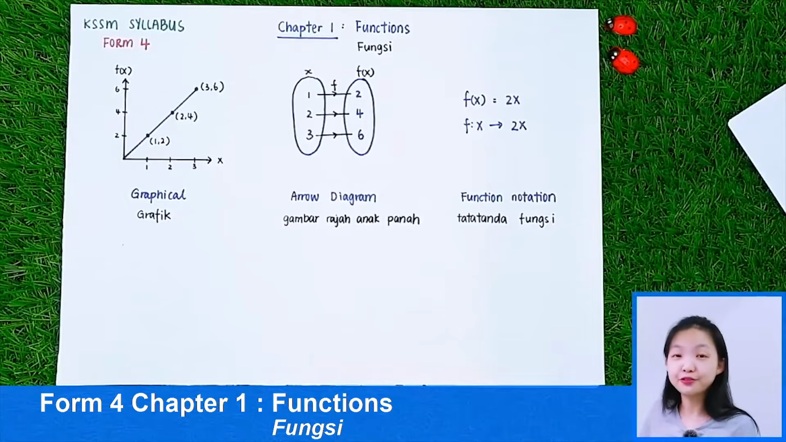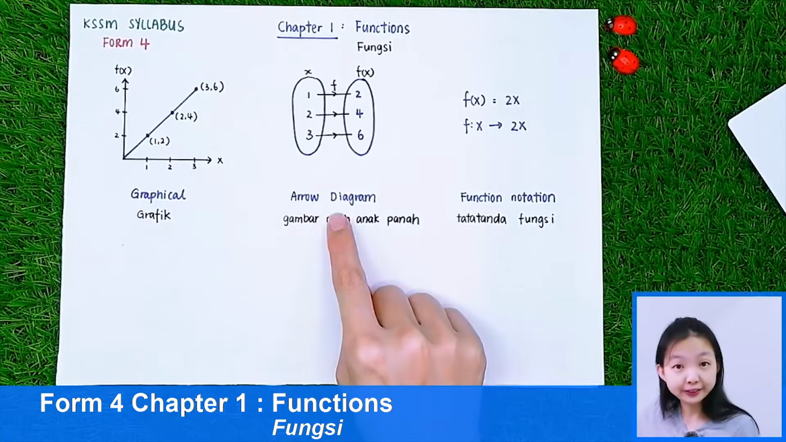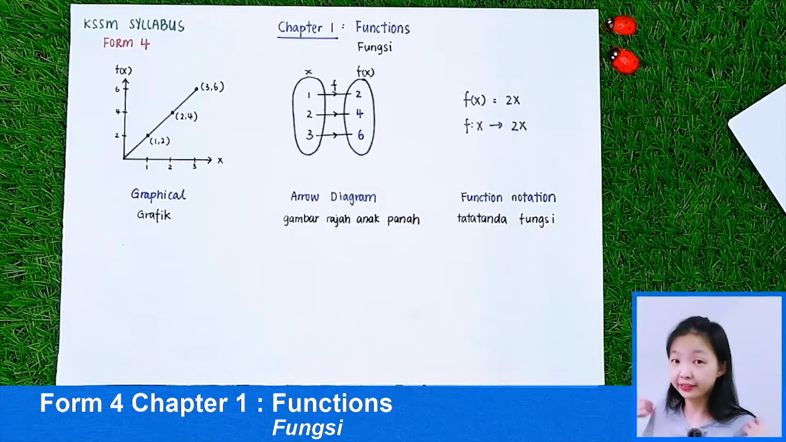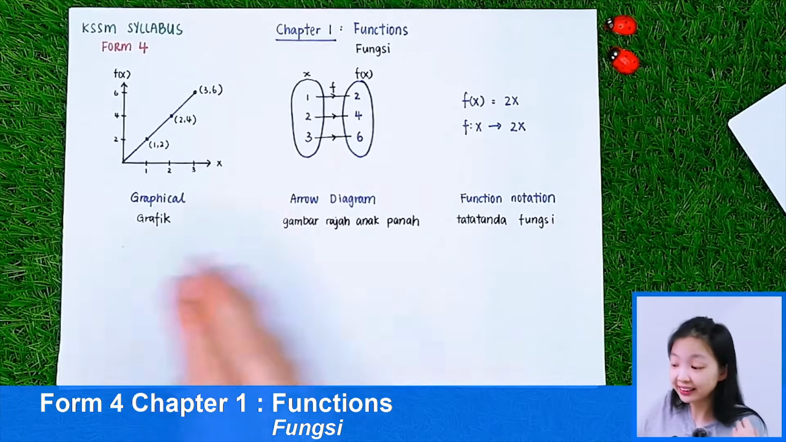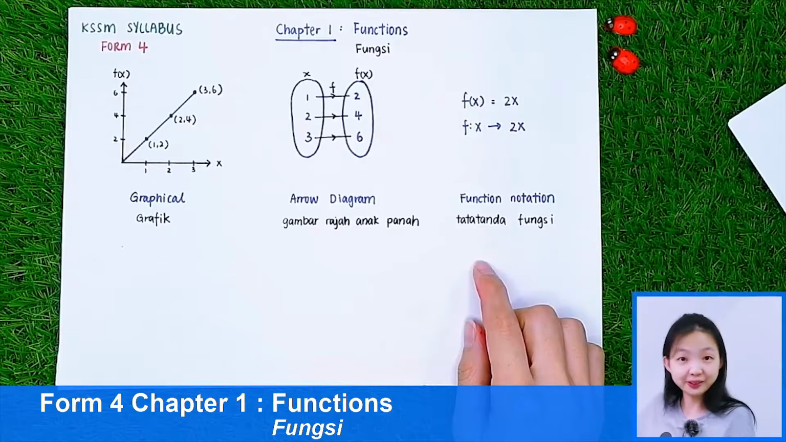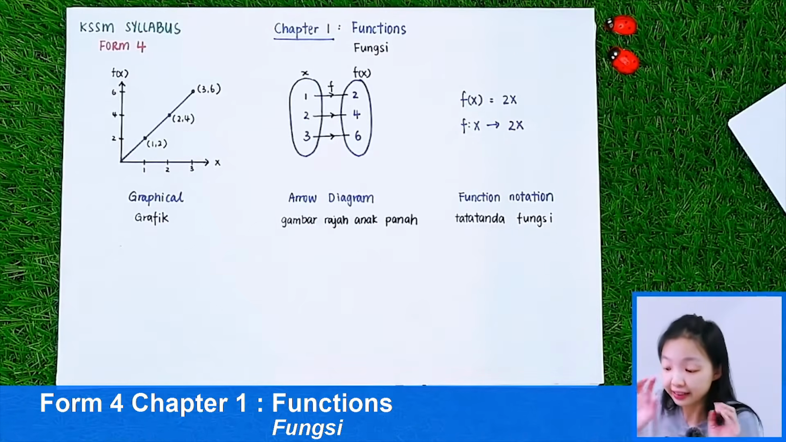KSSM Syllabus Form 4 Chapter 1 Function. A function can be presented in three different ways, such as graphical, arrow diagram, and function notation. It is just like a person wearing different color t-shirts. This one is wearing red, this is wearing blue, this is wearing black or yellow. So let me show you.